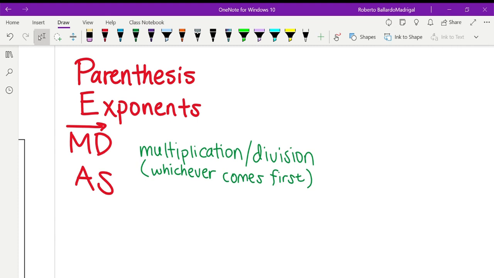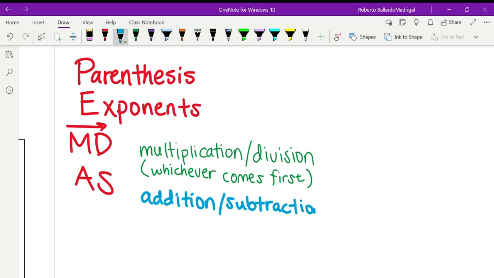All right. And this idea of solving the first thing that comes up between addition and subtraction, or sorry, between multiplication and division, will apply to addition and subtraction. So it'll be the same thing. A and S, that stands for addition and subtraction, and you will be solving these steps based on what comes first. Just like before, we will write in parentheses whichever comes first.